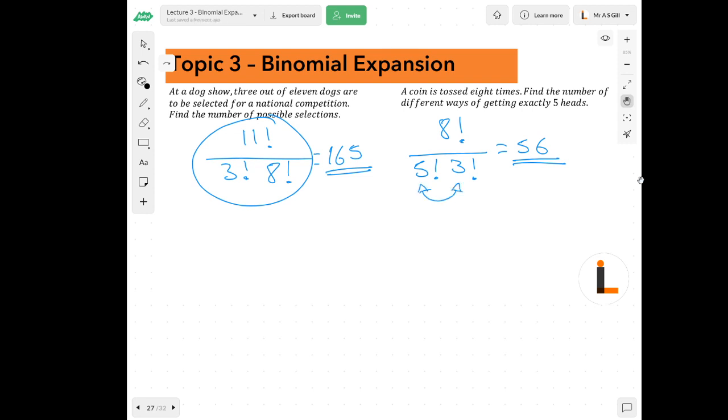We could even switch this round and we still get the same answer, right? If we were to define and work out getting exactly 5 tails, and we turn that into 3 factorial times 5 factorial, we still get 56. This is why binomial only works for 2 outcomes, successful and not successful, because of that idea of symmetry, because if we swap it around, those values don't change. Okay.